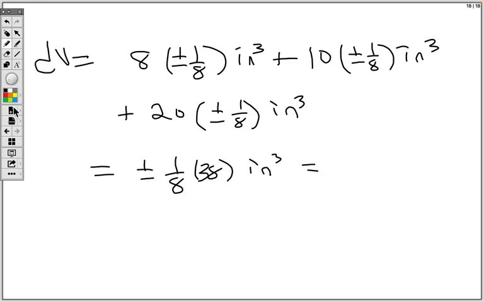Let's see here. What's 38 divided by 8? That's what, 19 fourths? And what's 19 fourths going to be? That's almost, that's a quarter shy of 20 fourths, right? That'd be plus or minus 4.5, or 4.75 rather, cubic inches. Is that right? Did I do my arithmetic right here?